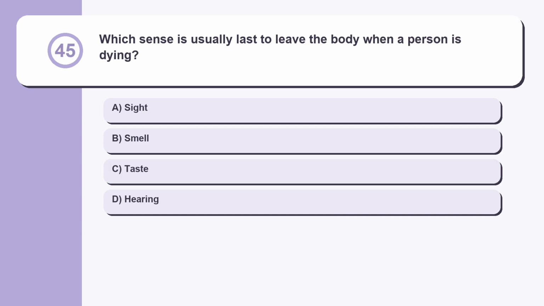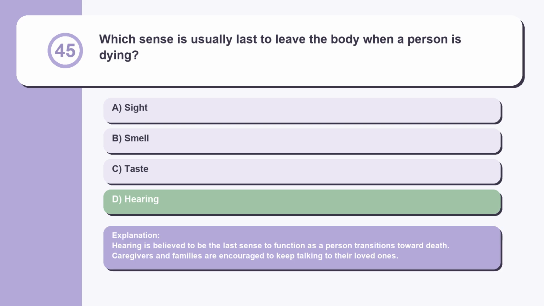Question 45. Which senses usually last to leave the body when a person is dying? Sight, smell, taste, hearing. Hearing is believed to be the last sense to function as a person transitions toward death. Caregivers and families are encouraged to keep talking to their loved ones.